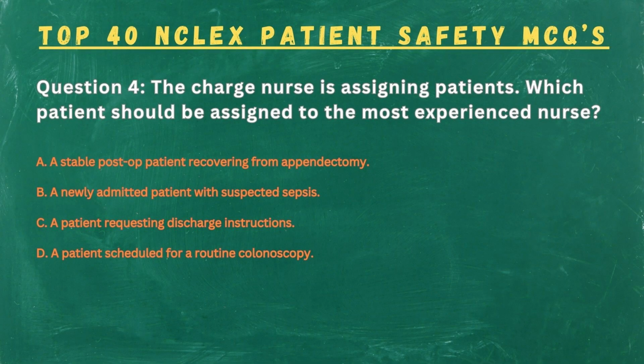Question 4. The charge nurse is assigning patients. Which patient should be assigned to the most experienced nurse? A. A stable post-op patient recovering from appendectomy. B. A newly admitted patient with suspected sepsis. C. A patient requesting discharge instructions. D. A patient scheduled for a routine colonoscopy. Answer. B. A newly admitted patient with suspected sepsis.